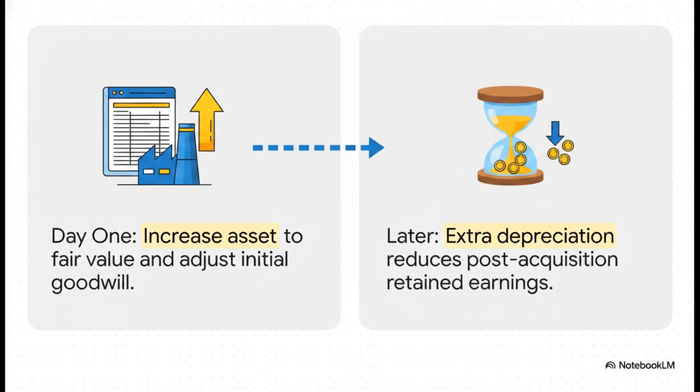So this creates a really interesting dual effect. On day one, at acquisition, it's strictly a balance sheet adjustment. You increase the subsidiary's asset value to its true fair value, which conversely affects your initial goodwill calculation. Super straightforward. But the real tricky part is post-acquisition. Years later, you have to calculate the extra depreciation on that fair value uplift and then deduct it from the subsidiary's retained earnings in your consolidation workings. It's this sort of creeping profit and loss impact that examiners just love to test you on.